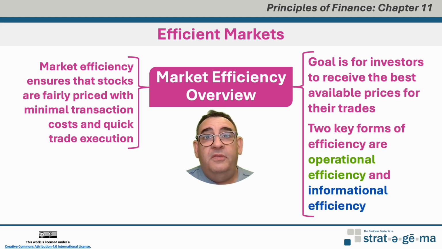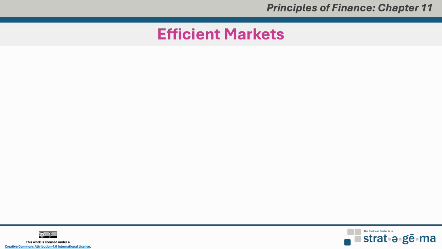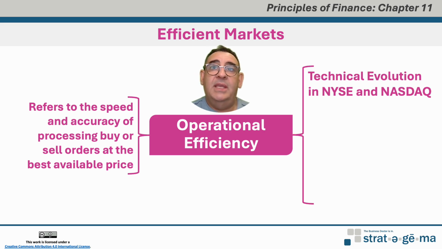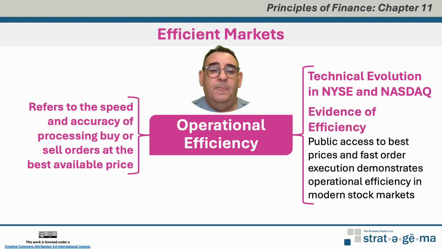There are two forms of efficiency. There's operational and informational efficiency. Operational efficiency simply just refers to the speed and accuracy of being able to buy and sell orders at the best available price. Over the last decades, we've seen some good technical evolution in the New York Stock Exchange and the NASDAQ that have shifted a lot more to full electronic trading. We've also seen evidence of efficiency. So the public has access to best prices and fast order execution, which demonstrates operational efficiency in modern markets.